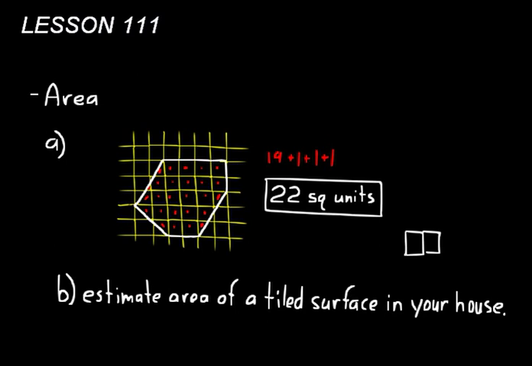And what else you could do is figure out what the area of one individual tile is. And so let's say you had 24 tiles, that was your estimate, and maybe each one of those is 1 square foot, so that would be 24 square feet of surface. So why don't you go do that now? Estimate the area of a tiled surface in your house, and then you'll be done with lesson 111.